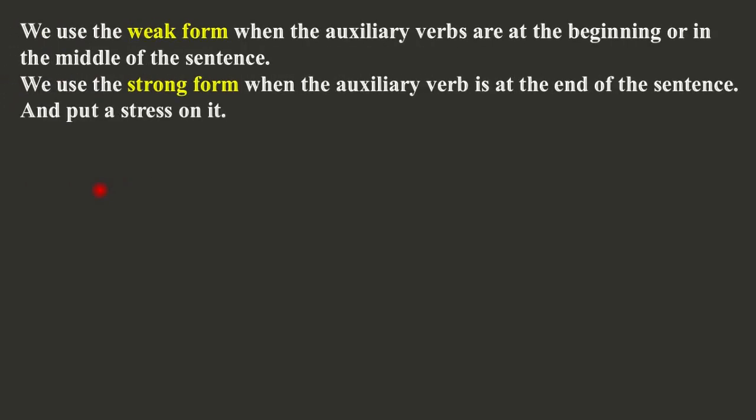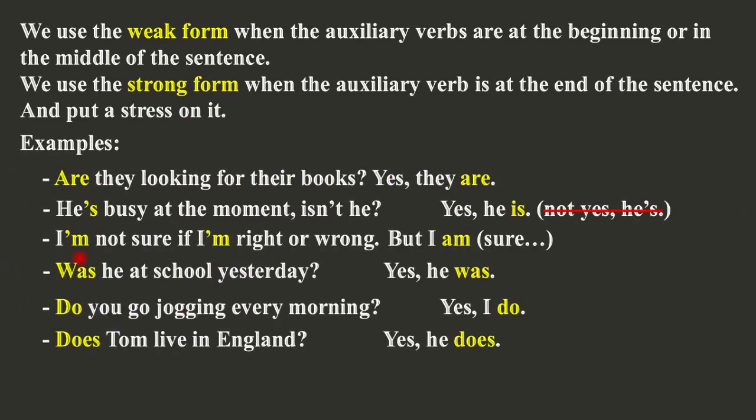Alright, let's remember this. We use the weak form when the auxiliary verbs are at the beginning or in the middle of the sentence. Alright, so you have to remember how to use the weak form of the auxiliary verbs. We use the weak form when the auxiliary verbs are at the beginning or in the middle of the sentence. And how about the strong form? We use the strong form when the auxiliary verb is at the end of the sentence and we put a stress on it. It means we have to make our voice a bit louder. Okay, so here are the examples.